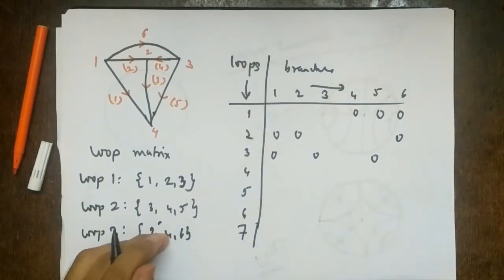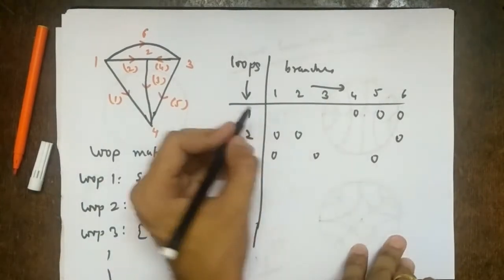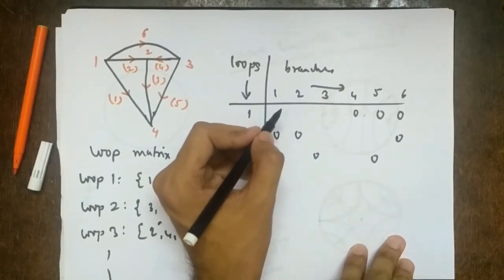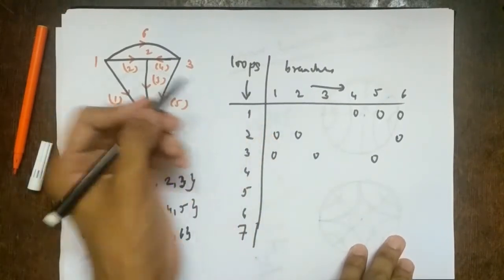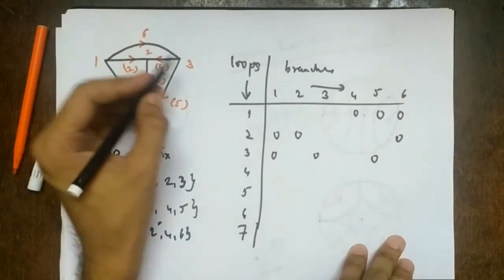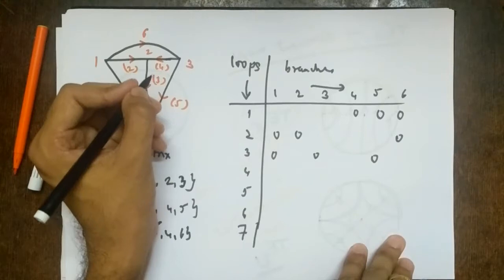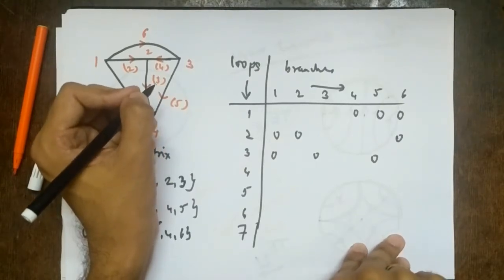Next, what do we do? Just 1 and minus 1 is remaining. So the value is 1 if branch j is in loop i and the orientations coincide. Now we don't have to check if branch j is in loop i because we have already seen these are not. So obviously now the case remains what? Branch j is in loop i, for 1 and minus 1. So just see if orientations coincide, right?